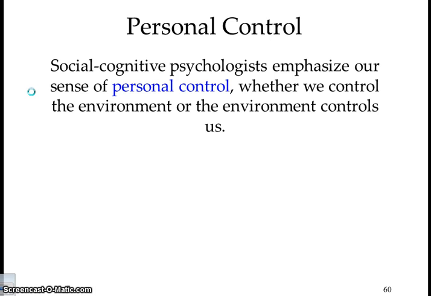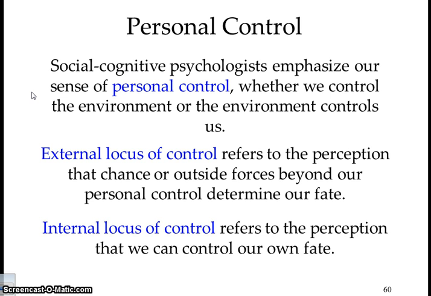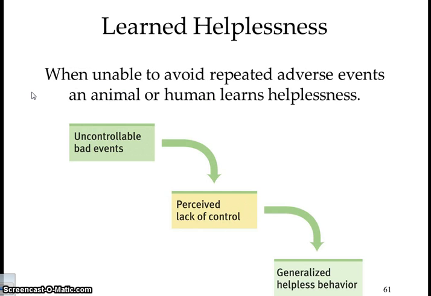When we look at personal control, social cognitive psychologists emphasize our sense of personal control, whether we control the environment or the environment actually controls us. If you have an external locus of control, it means that you are a passenger in the car that is your life. You believe that some outside force controls your life. If you have an internal locus of control, that means that you are the driver in the car that is your life. So you control your own fate.